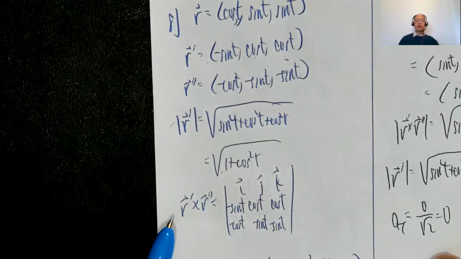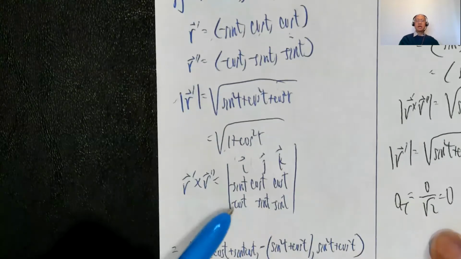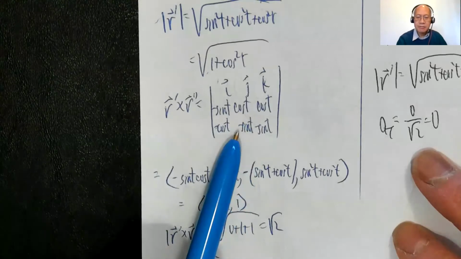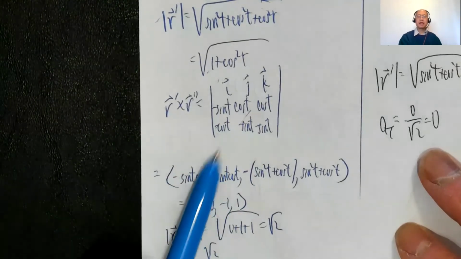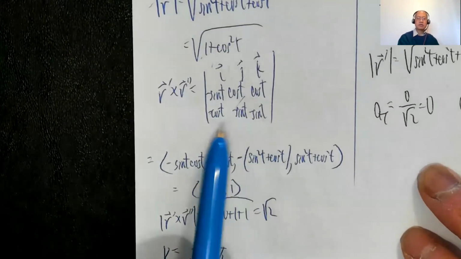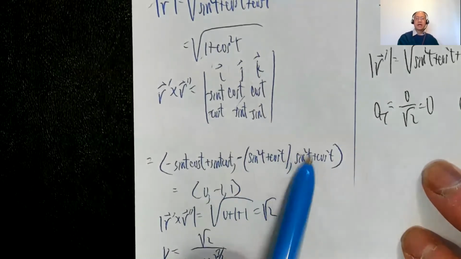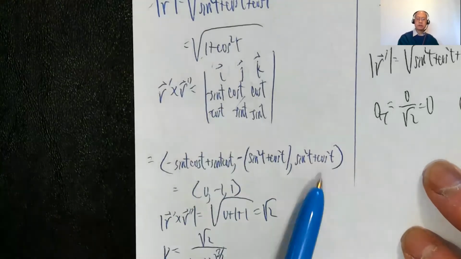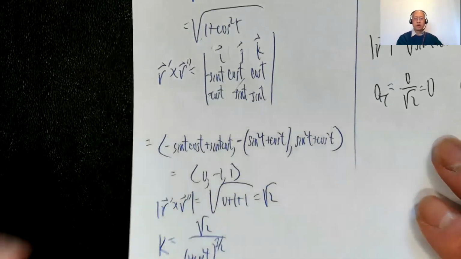Cross product, r prime cross r double prime, i j k, negative sine t, cosine t, negative cosine t, negative sine t. So i component is that minus that, which is negative sine t cosine t, minus a minus, or plus sine t cosine t. That's 0. Then the opposite of sine squared minus a minus cosine squared, it's going to be negative 1. And the k component is sine squared minus a minus cosine squared, so plus cosine squared. So we know that's 1, and that's negative 1. So I have 0, negative 1, 1.